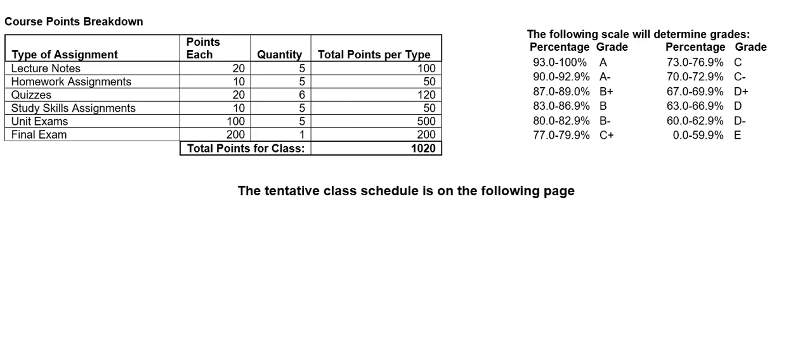So again, all of these are by unit. So within each unit, you'll have multiple lecture note assignments, but total, all those lecture note assignments will equal the 20 points for that unit. Same thing with the homework assignments and things like that. So that's per unit, with the exception, of course, of the quizzes, because there's that additional syllabus quiz and the final exam. On the right, the following scale will determine grades.